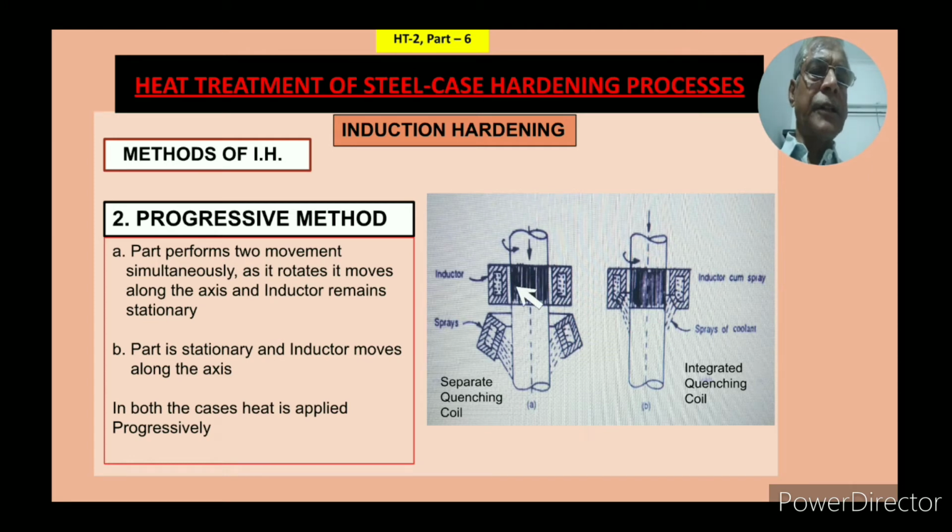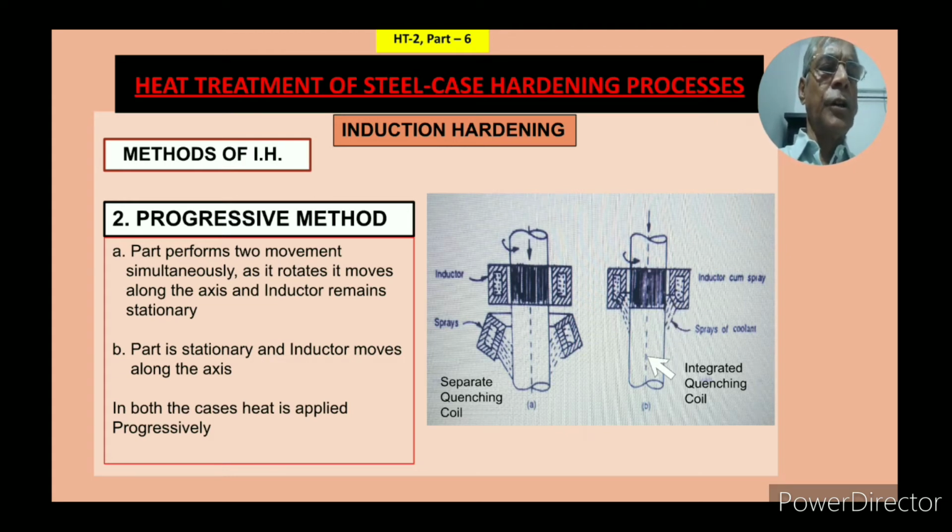Then when the part comes here, this quenching coil is here and the water is sprayed here at around a 30 to 45 degree angle. The water is sprayed on the part, and that is how it is getting cooled. So in this case, a separate quenching coil is there. This is a separate quenching coil. In the second system, the part remains stationary and the inductor coil moves here. Along with that, there is a built-in quenching coil here. As the cycle is completed, the material is quenched.